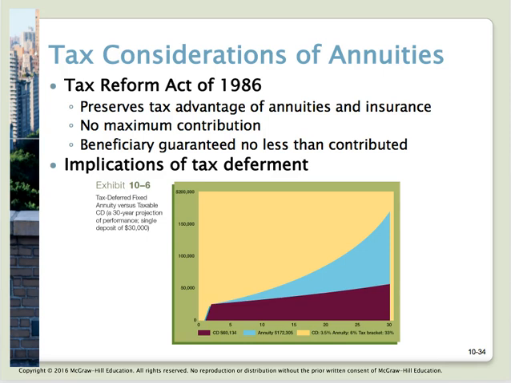We'll conclude by looking at the tax considerations of annuities. The interest on the principal, as well as the interest on the compounding of the interest, builds up free of current income tax. With an annuity, there is no maximum annual contribution.